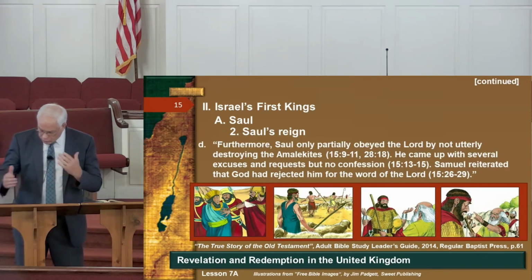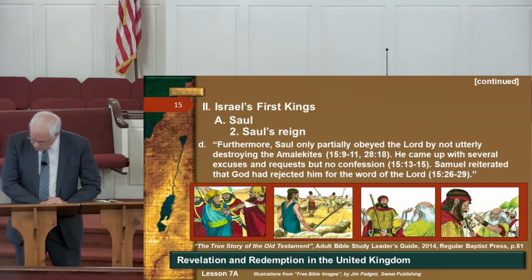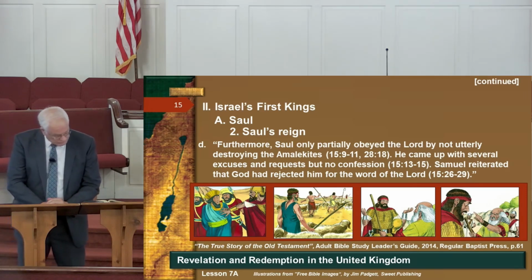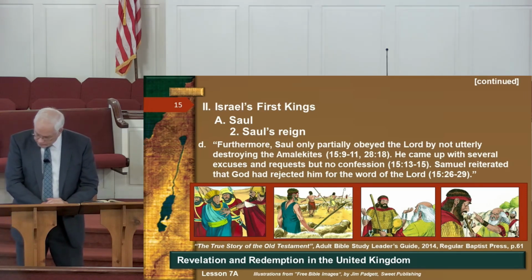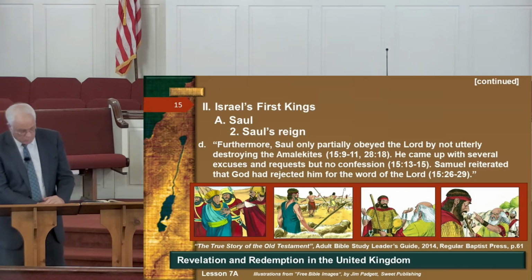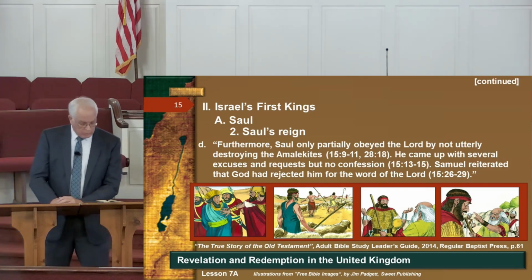Another thing about Saul's reign. Here's the one that you're talking about here in chapter 15. He was instructed in chapter 15. Furthermore, Saul partially obeyed the Lord by not utterly destroying the Amalekites. He was instructed to go in chapter 15.